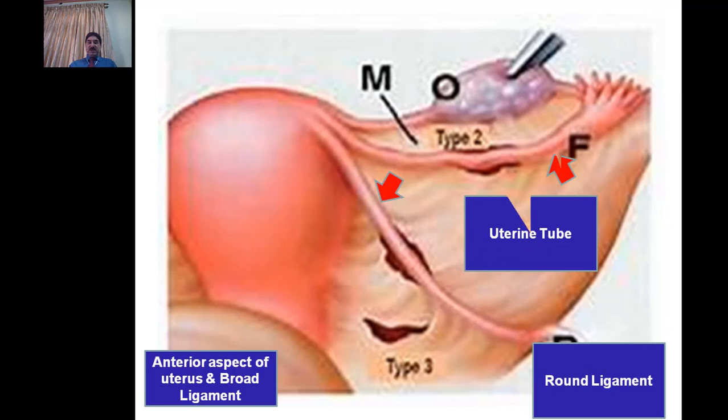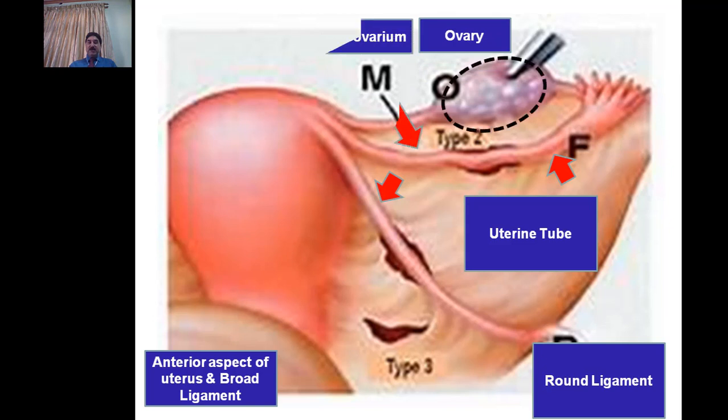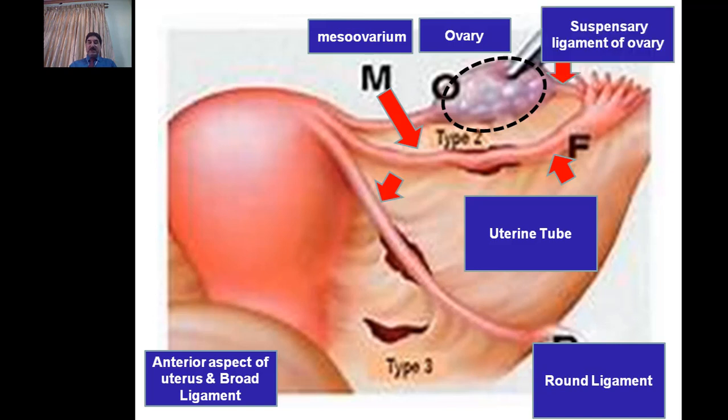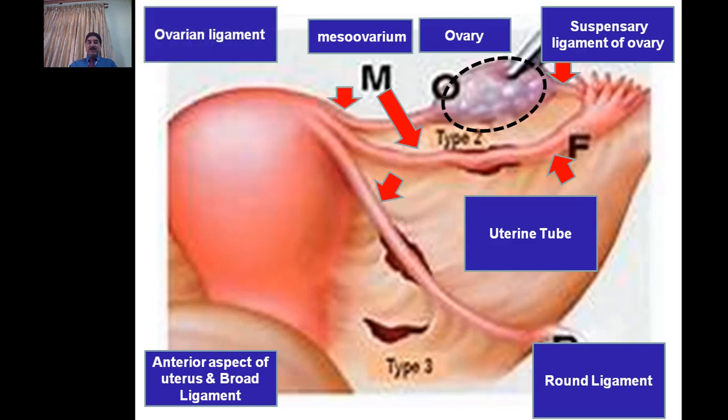And posteriorly lies the ovary enclosed in the mesoovarium. Mesoovarium forms the mesentery of ovary. Suspensory ligament of the ovary or infundibulopelvic ligament attaches the ovary with the lateral pelvic wall. Ovarian ligament attaches ovary with the lateral wall of the uterus. These structures can be viewed from anterior aspect of uterus and broad ligament.